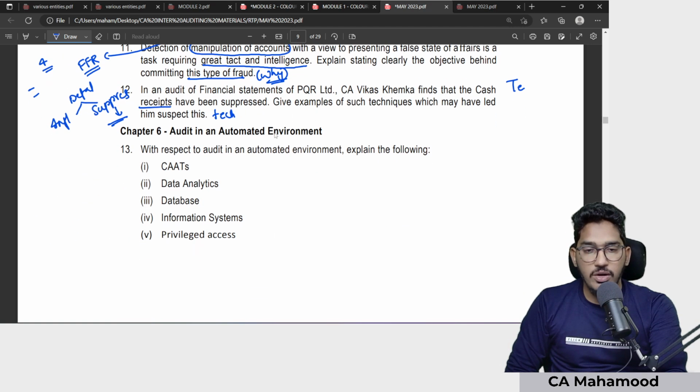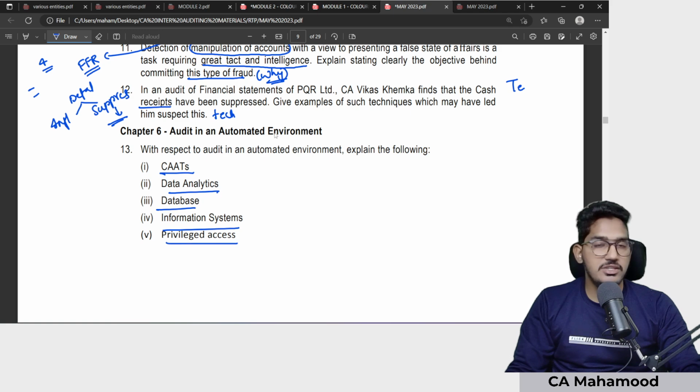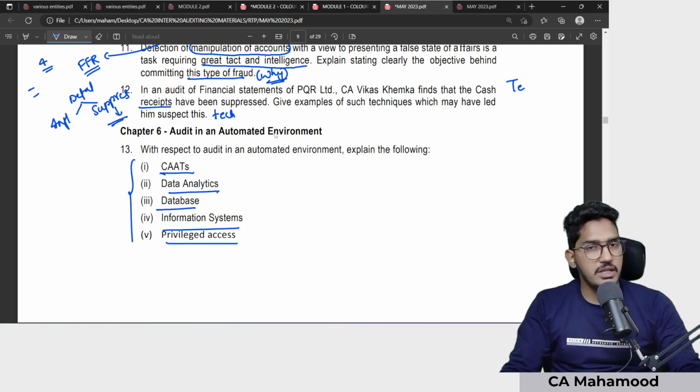Next, talking about audit in an automated environment. First question is straight question. They're asking you some definitions. What is the definition of computer assisted audit techniques? What is the definition of data analytics? What is the definition of database, information system, privileged access? So all these definitions we have given in the material.